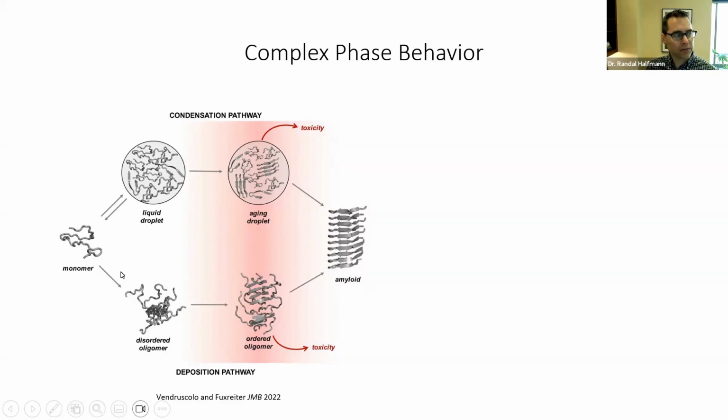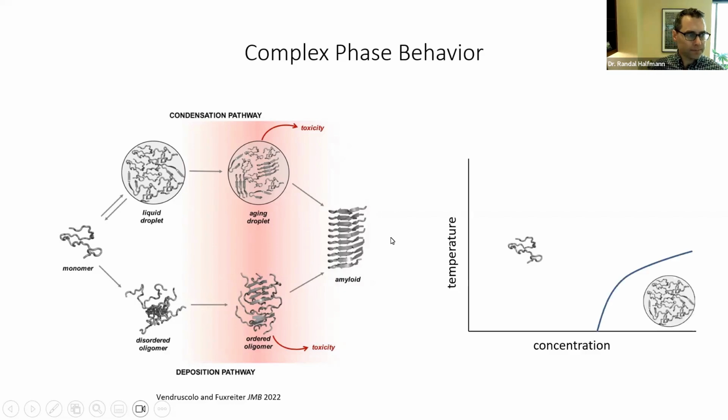So whether it's from some sort of monomer to oligomer, and then the oligomers can kind of slowly try, if you will, to acquire order, or liquid droplets can go through some sort of aging process, some sort of maturation where there's incremental acquisition of order within it, leading ultimately to something that's more and more like amyloid.